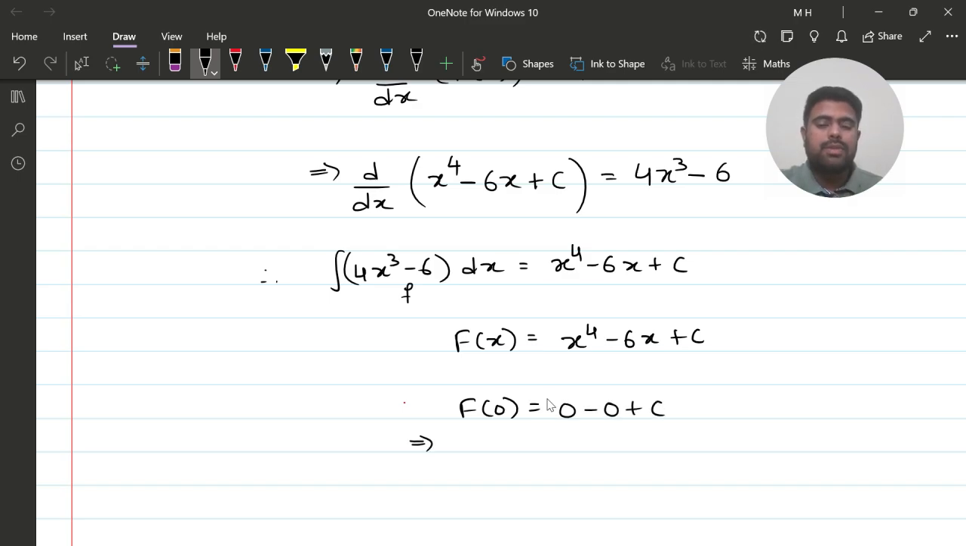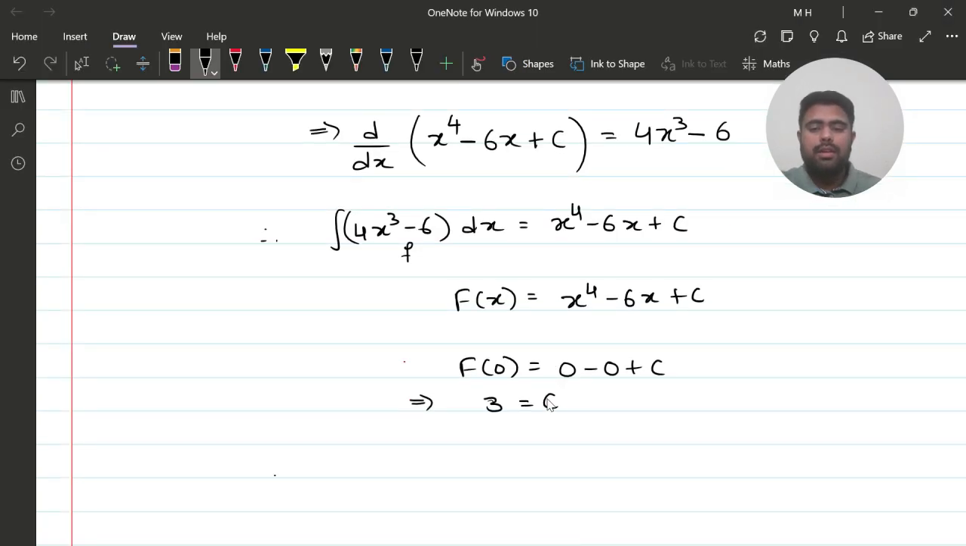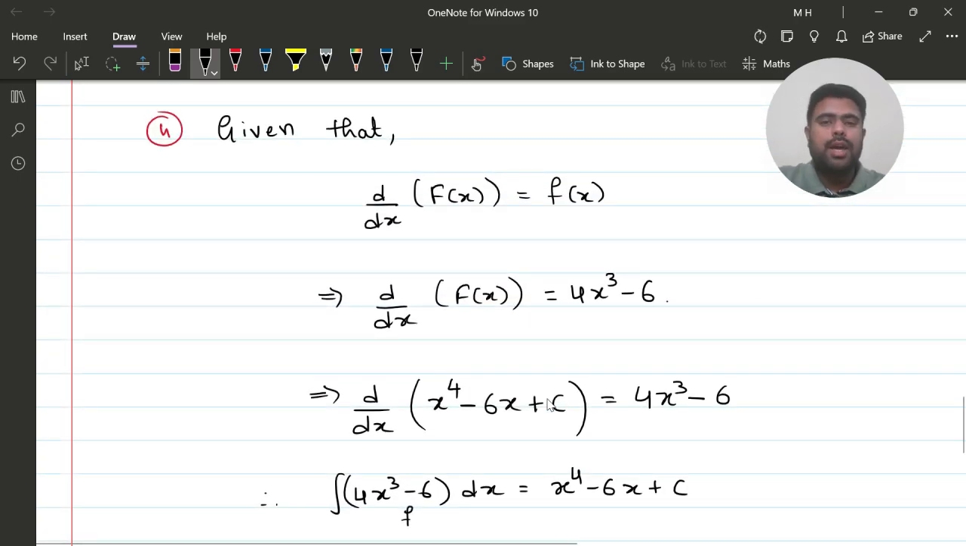So this is simple, what is f of 0? F of 0, I think they have given it as 3. So therefore 3 is equal to c, right? Therefore the capital F of x would now be x raised to 4 minus 6x plus 3. Okay, so this is how you can find out the antiderivative capital F of small f, by even finding out the constant of integration.